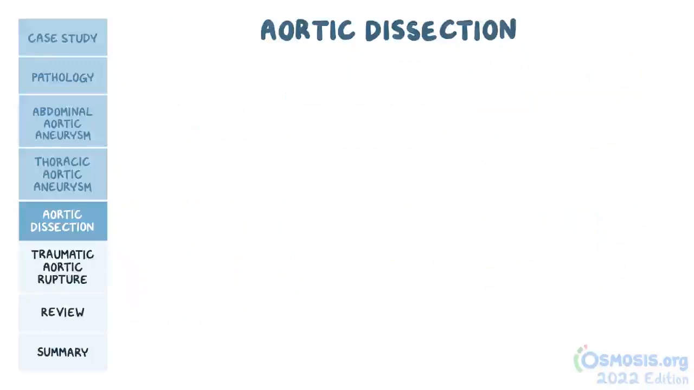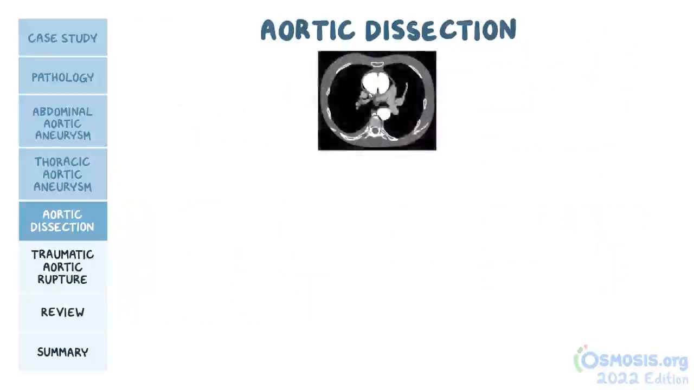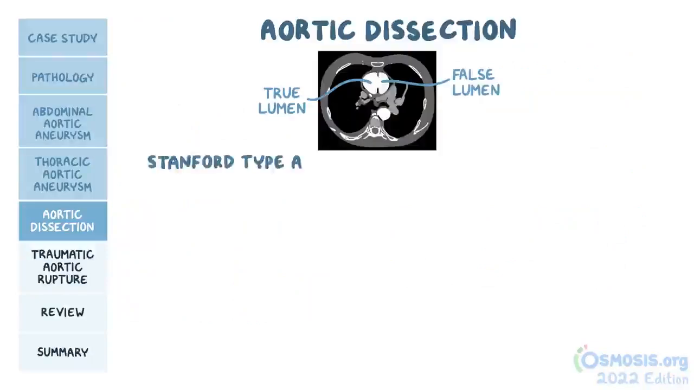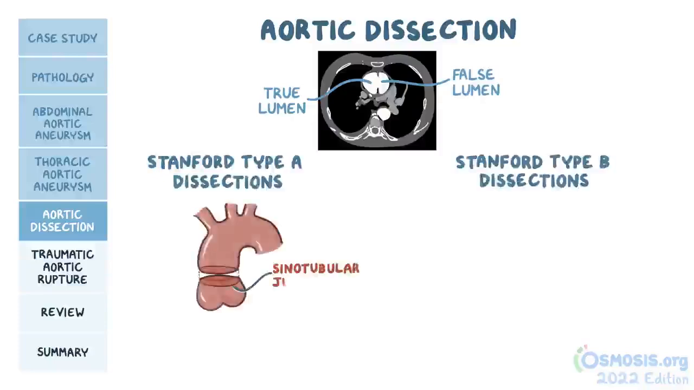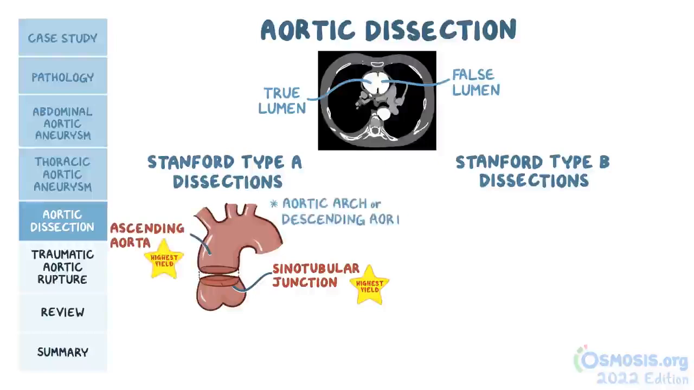The diagnosis is usually confirmed with a CT scan, which shows a true and a false lumen. Aortic dissection is classified into Stanford Type A and Type B dissections. Type A dissections originate from the sinotubular junction, which is the initial portion of the ascending aorta, and may extend to the aortic arch or the descending aorta.